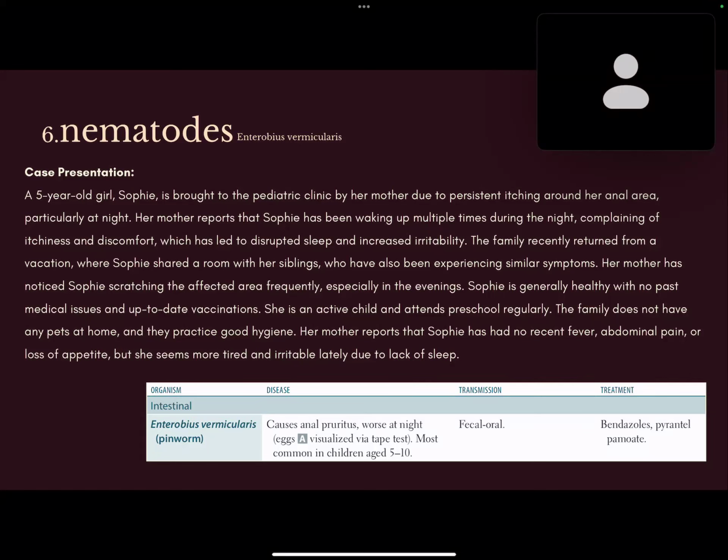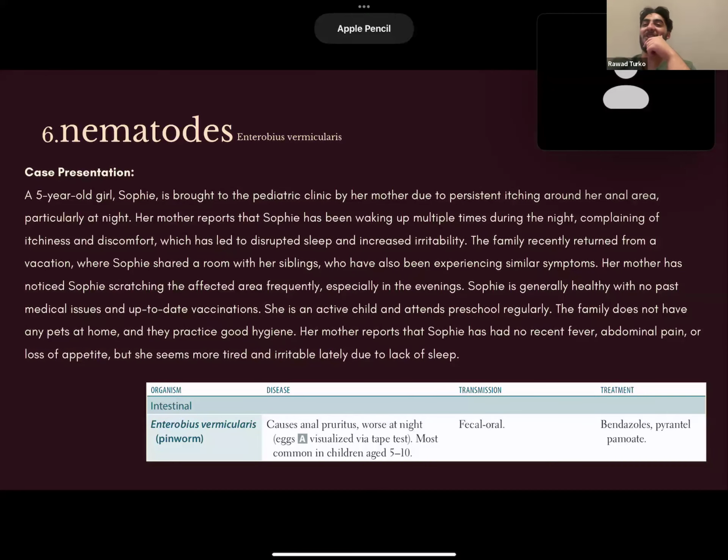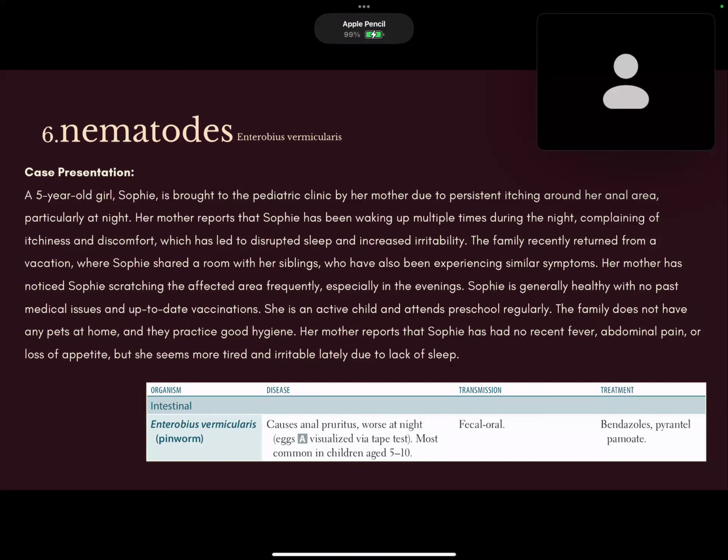Do you want to read the case presentation? Yeah, sure. So a 5-year-old girl, Sophie, is brought to the pediatric clinic by her mother due to persistent itching around her anal area. So itching would be part of it. I'll circle it later. The pen's not working right now. Okay, no, that's fine. Particularly at night, her mother reports that Sophie's been waking up multiple times during the night and complaining of itchiness and discomfort, which has led to disrupted sleep and increased irritability. So I think that would be part of it also.